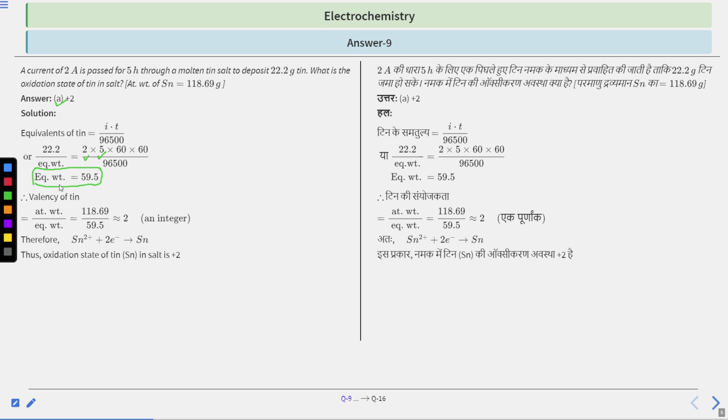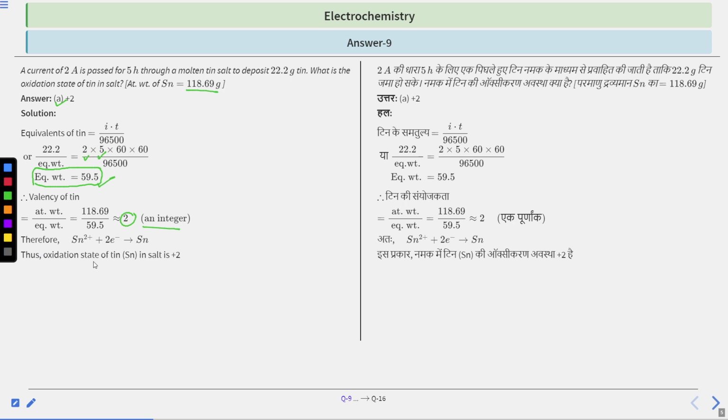59.5. The valency of tin is atomic weight divided by equivalent weight. The atomic weight is given, 118.69 gram. So 118.69 divided by the equivalent weight, which is 59.5, comes out approximately 2, which is an integer, because valency should be in integer form, right? So it will be equal to 2.